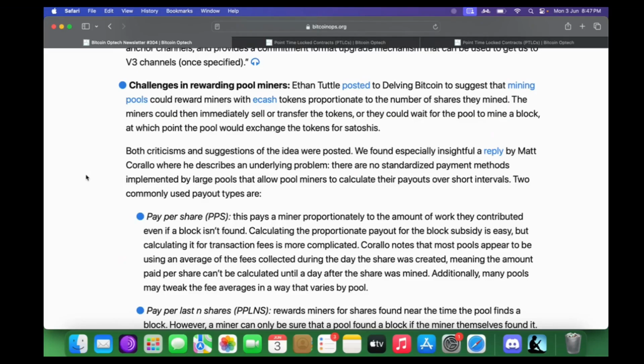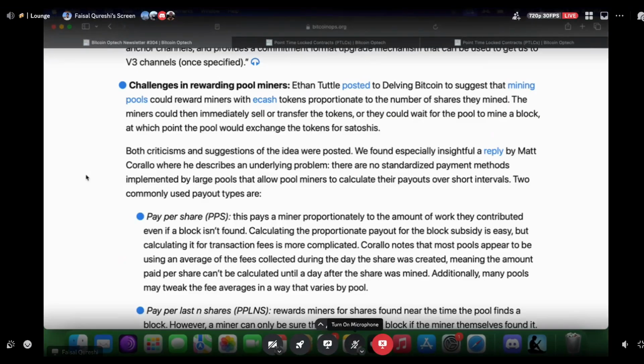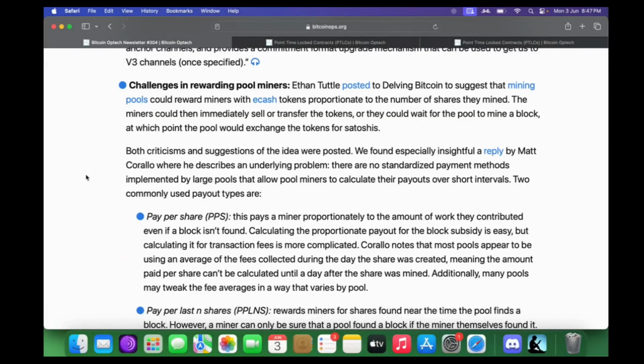Anyway, the pool has to either adopt a PPS or a PPLNS, right? Except that they will be paying using eCash. So they'll have to make a provision to pay the miners. Instead of having a reserve of BTC, you will have a reserve of eCash. Correct? Right. I think you can have a reserve of eCash, or you can mint your own eCash.